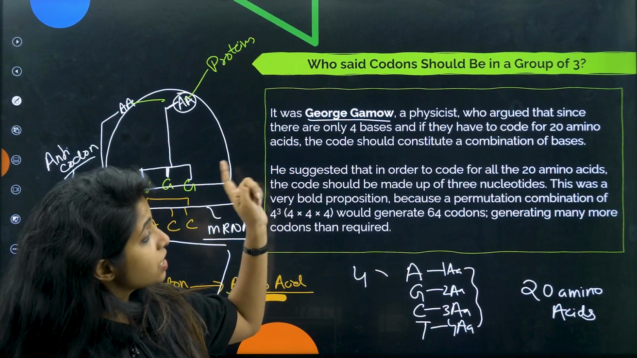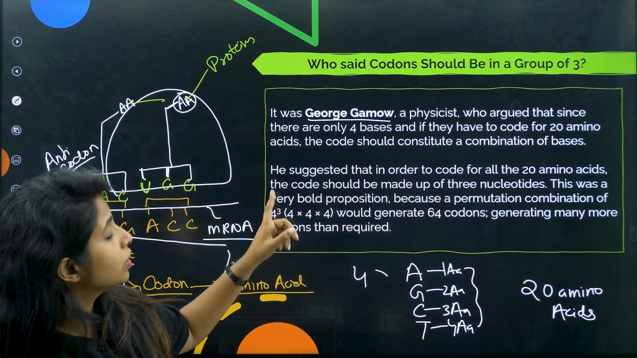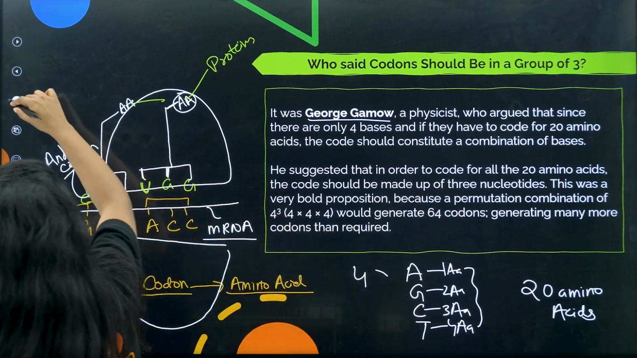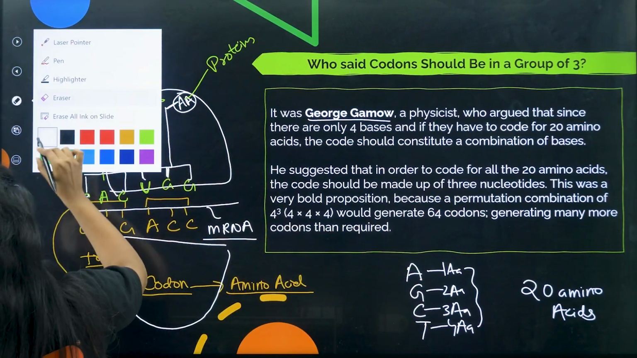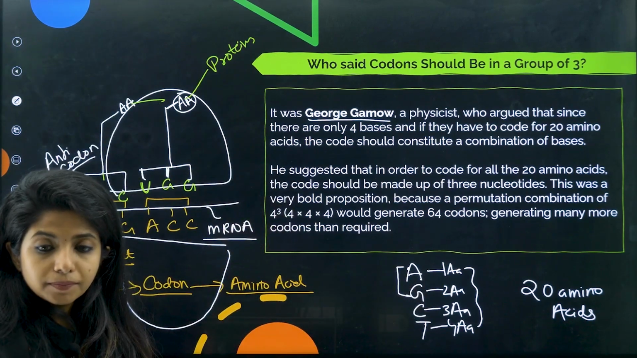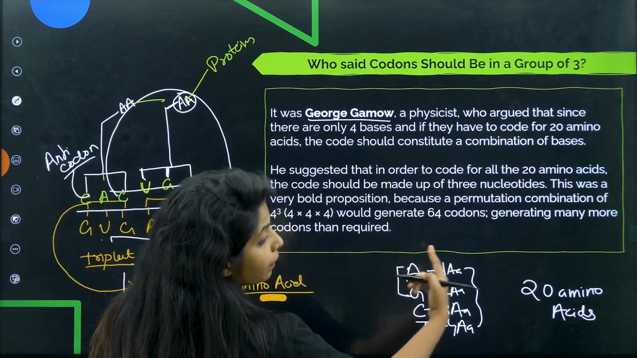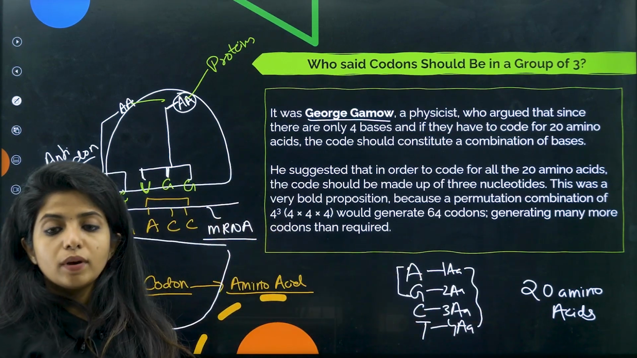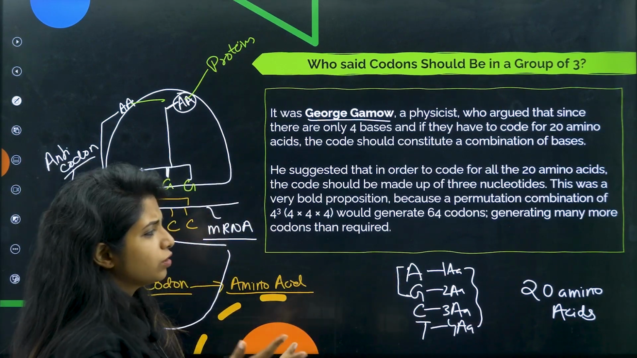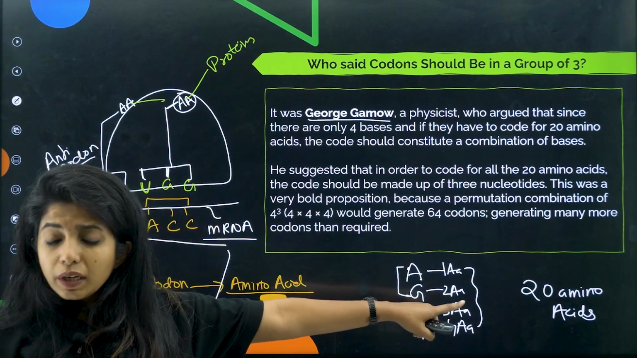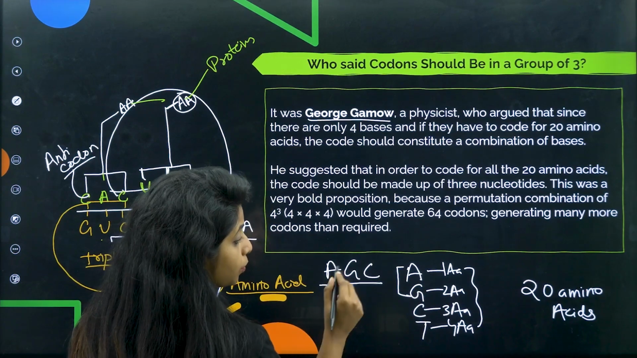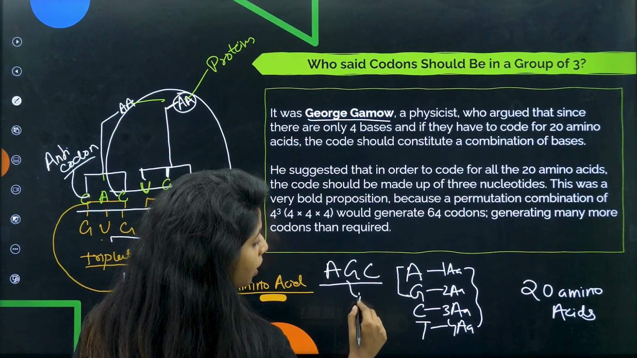20. So he suggested that in order to code for all the 20 amino acids, the code should be made up of 3 nucleotides. If I assume that it is made up of 2 nucleotides, still will I be able to make 20 amino acids? No. You have 4 things, and the possibilities will come to almost 16, something like that, but we have 20 amino acids. So if 3 of them come together, probably we can make it code for an amino acid.